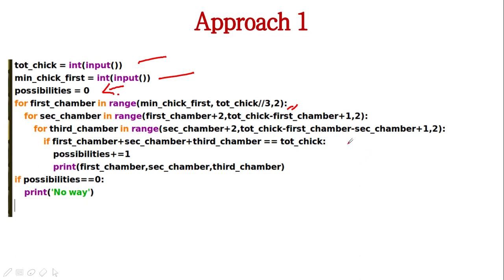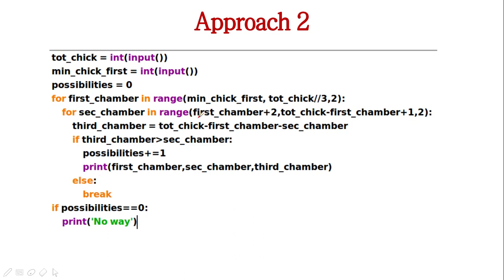So I'm finding out whether the total number of chicken is equal to the total chicken and incrementing the possibilities if the condition is satisfied, and printing the number of chicken in each of the chambers, and if possibility is 0, print no way. What is the second approach? In the second approach we will have only 2 loops. You are reading the total number of chicken, and then the minimum chicken that should be put in the first chamber. Possibilities is initialized to 0, and then you start your loop.